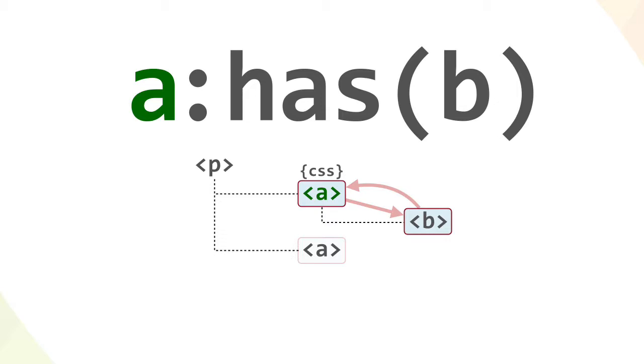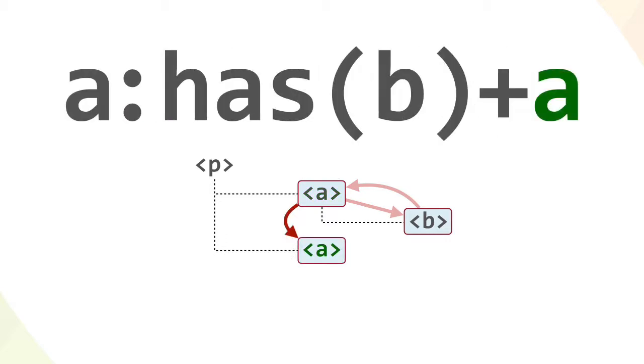And thanks to the way :has() works, it's possible to select other elements based on their relationship to the element with the :has() pseudo-class. Here, the second link is styled because it's the next adjacent sibling of an A element that has a B element inside it.